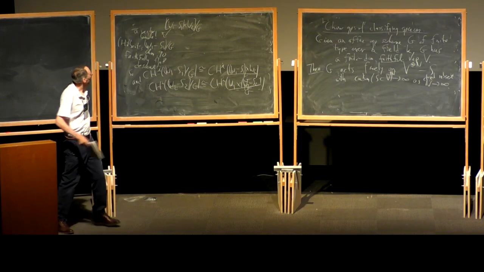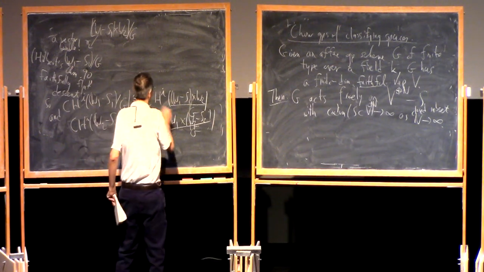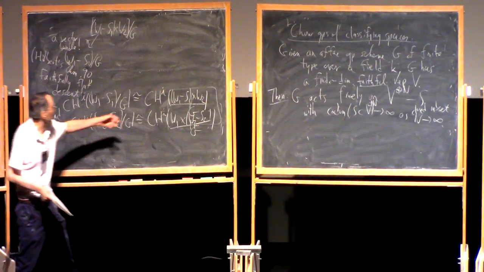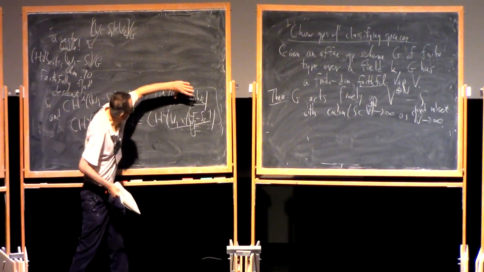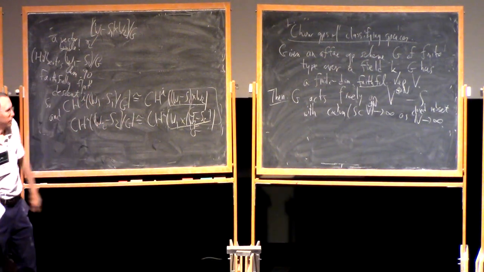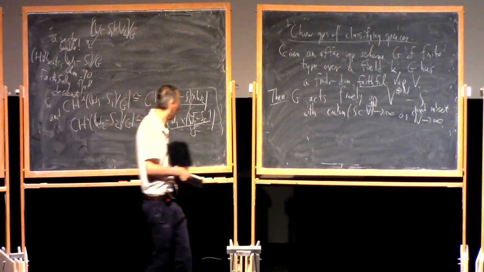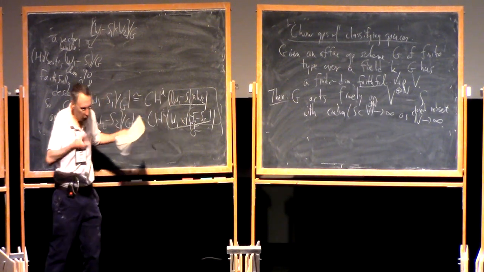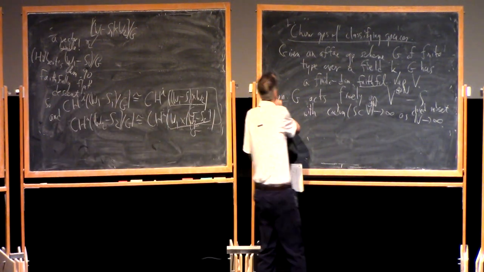Now I have these two open sets to compare. But this is not too bad because, before I divide by G, these are both open subsets of the same G-variety, W1 times W2. So what I can do is compare both these open subsets to their intersection, a fairly obvious thing to do.